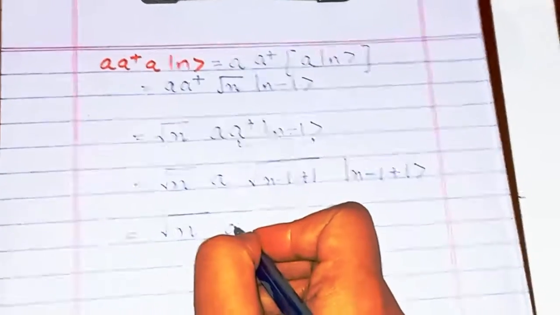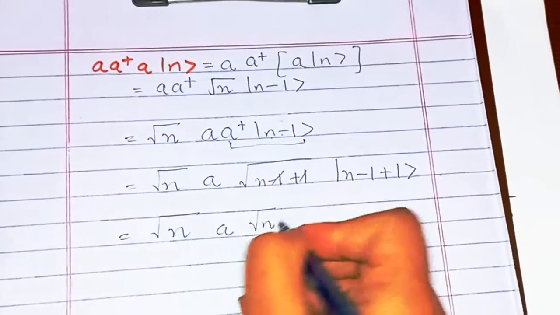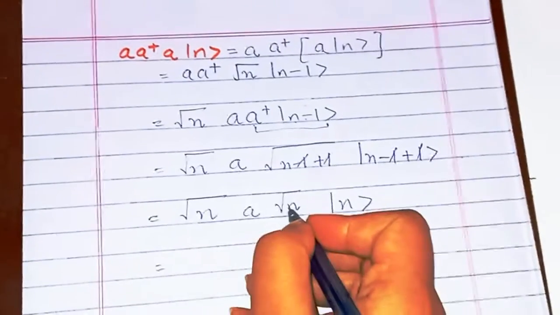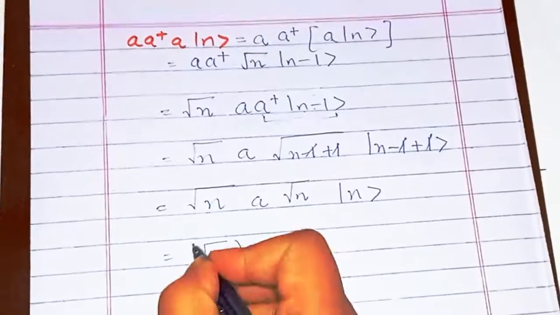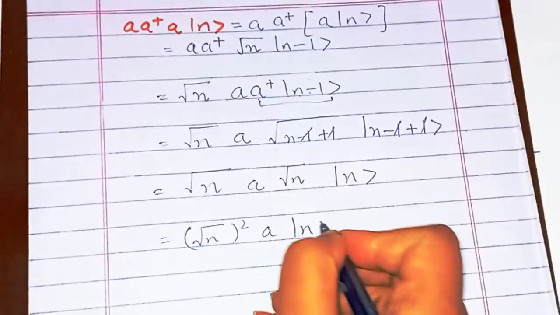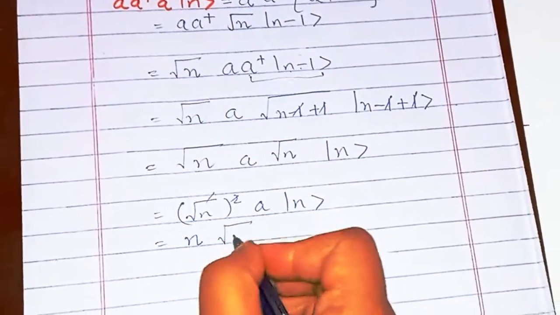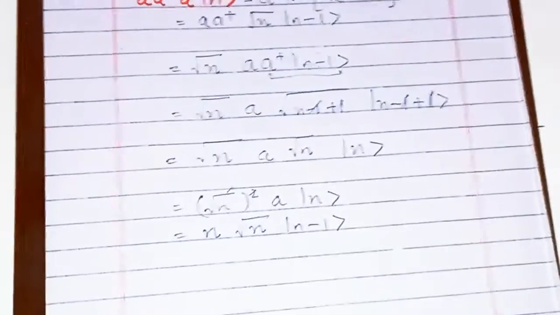That method is easier and quicker. So minus 1 plus 1 cancels out, it's under root n, and here the same thing happens, it's ket n. We can take under root n outside, so it's under root n whole square. A applied on this ket, square under root cancels and it's n. Lowering operator applied on ket, so it's under root n and ket is reduced by 1. Okay, that is the third term.